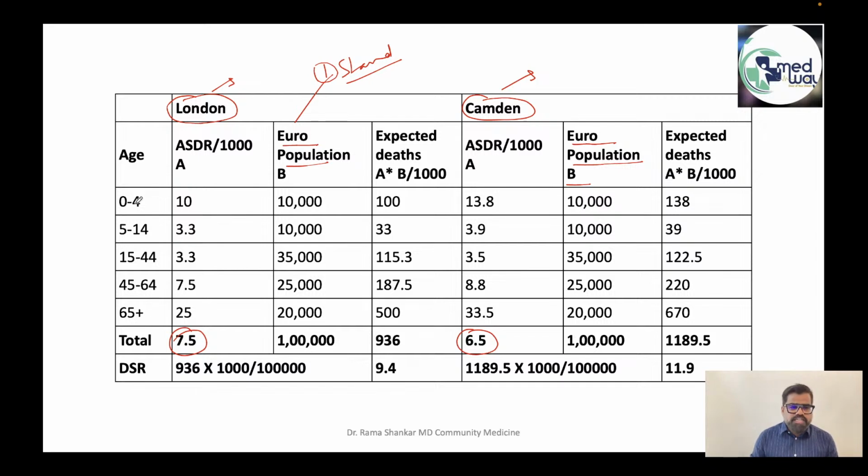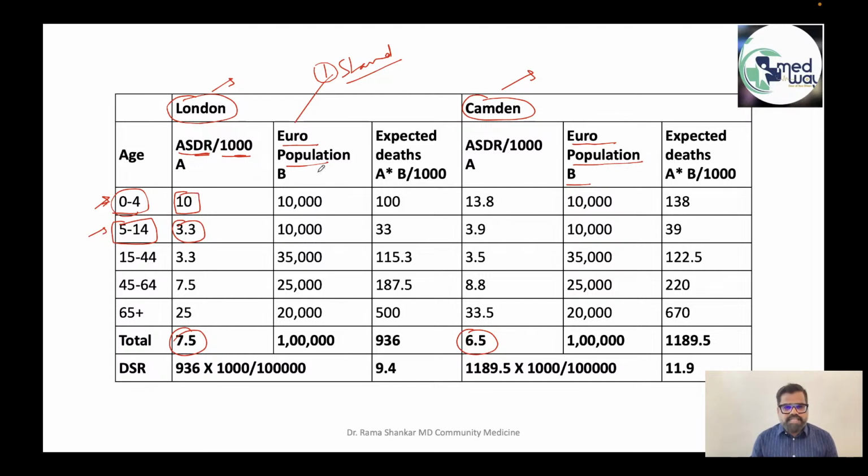Now, the population composition I have divided into class intervals: 0 to 4 years, 5 to 14 years, 15 to 44 years, 45 to 64 years, 65 plus. In each age class interval, the age specific death rate per 1,000 population in this age group has been given. For example, in London, in the 0 to 4 year age group, this 10 means that 10 children are dying per 1,000 mid-year population in this age group. This is already given. You need this. Similarly, if somebody asks what is the age specific death rate in the 5 to 14 years age group, it is 3.3 per 1,000 population in this age group.